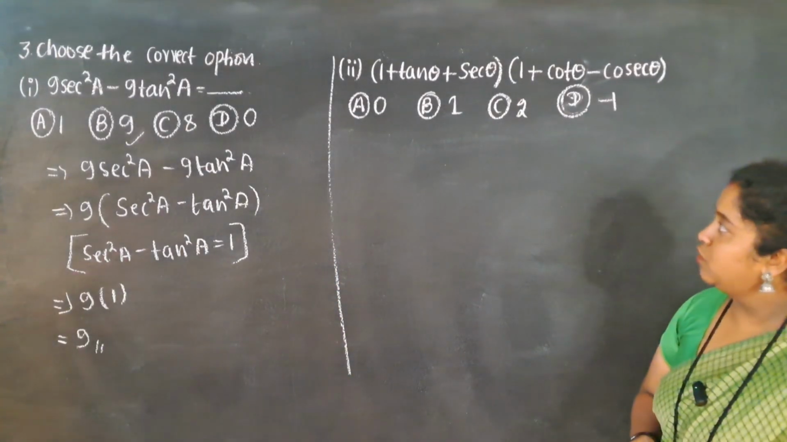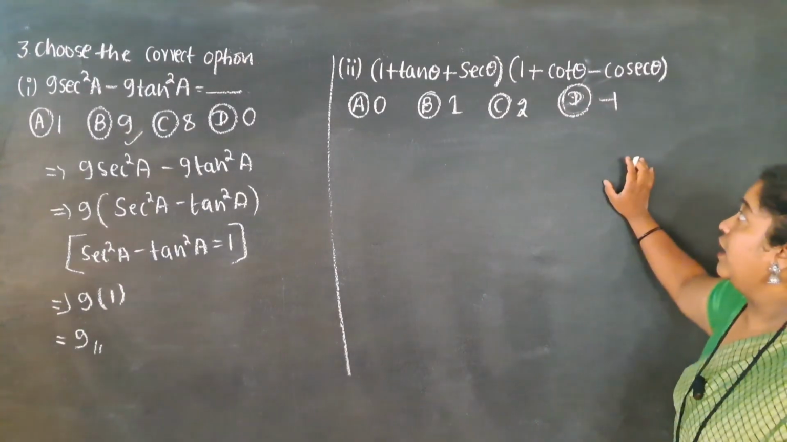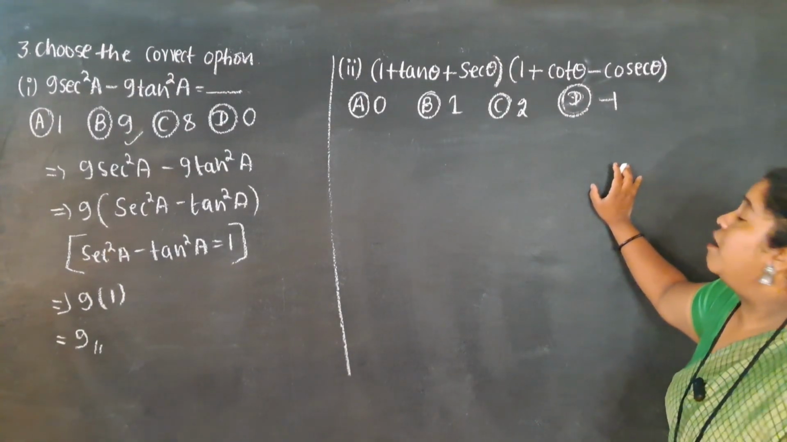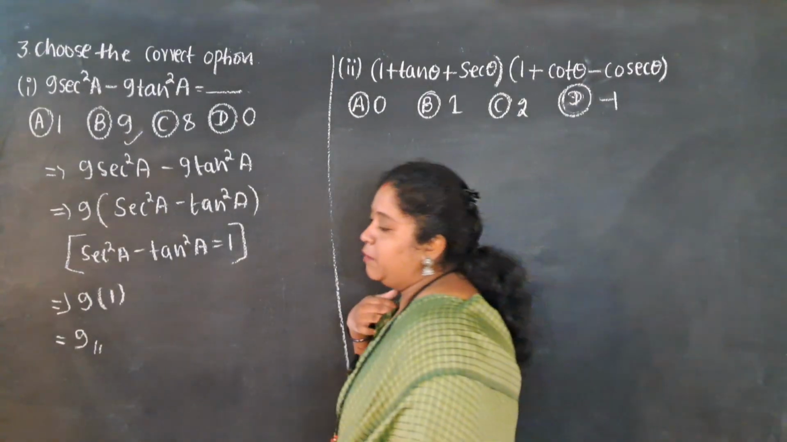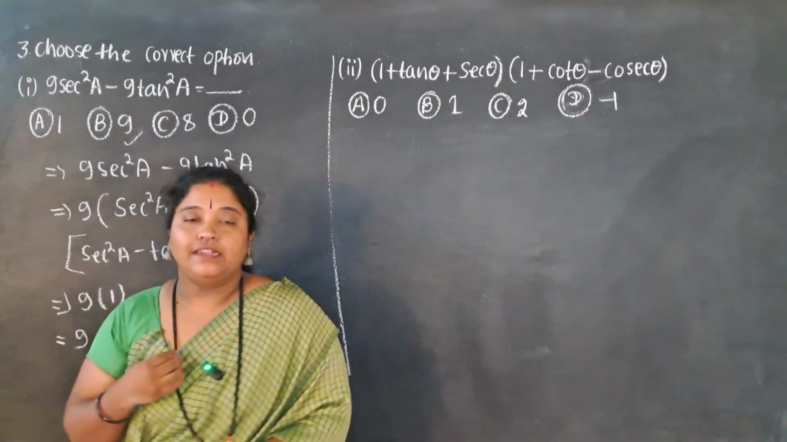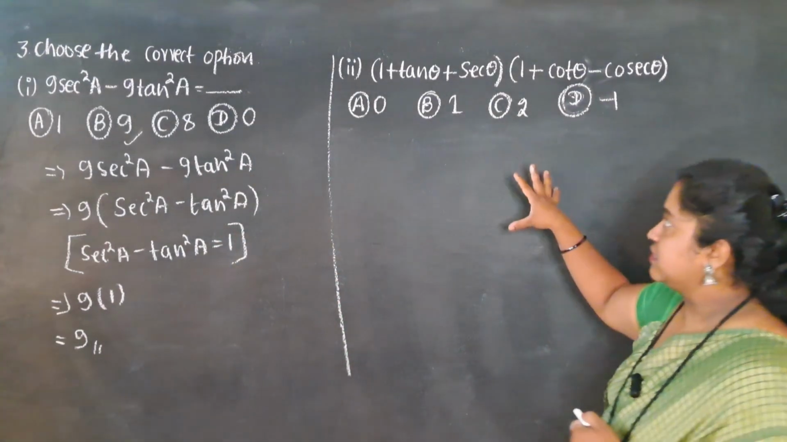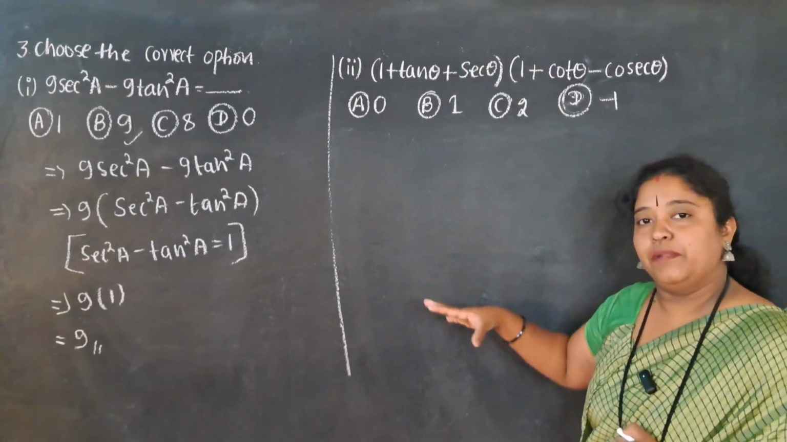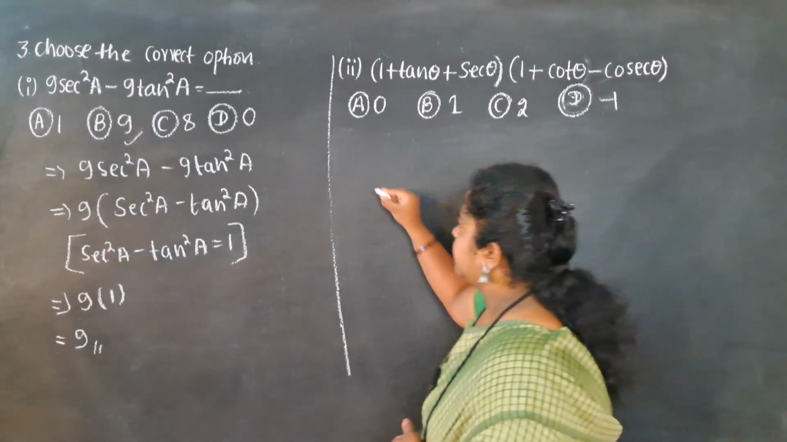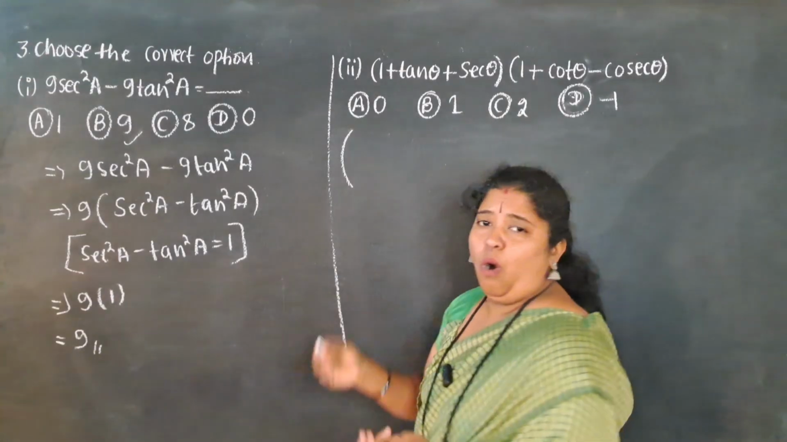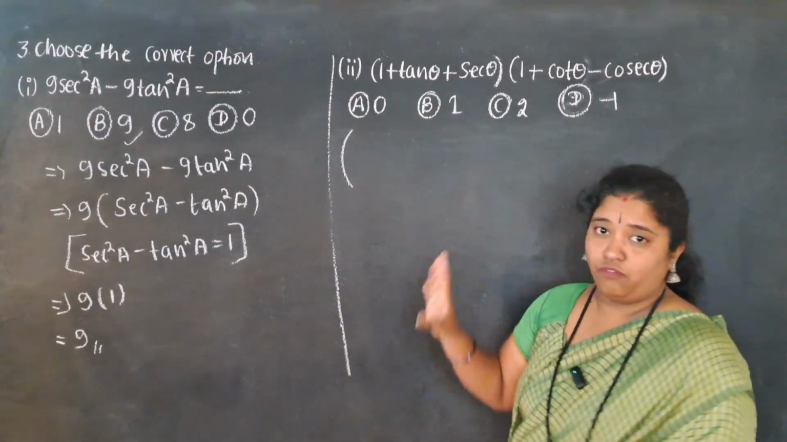Fine. We'll move to the second question. Look at the second question. What do we have? 1 plus tan theta plus sec theta into 1 plus cot theta minus cosec theta. The question looks simple, but the question is not simple. It is a little lengthier one. Understanding? So questions of this kind are to be solved by simplifying step by step. Understanding? How to simplify it? See, dear, we have to use all the relations and the trigonometric identities to solve this kind of question.